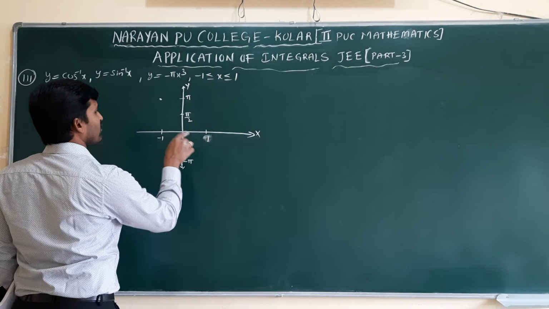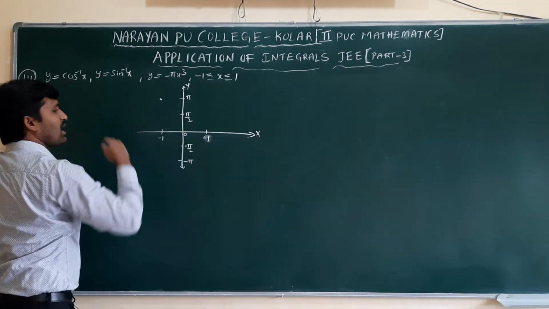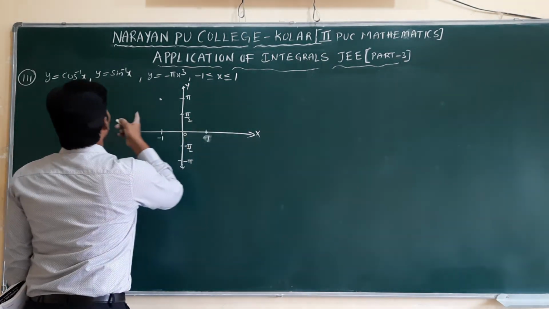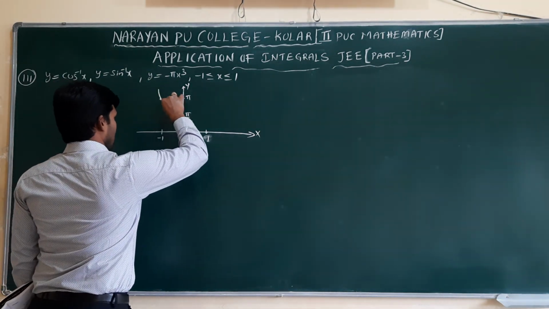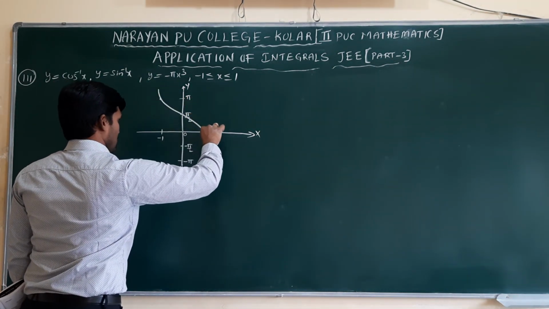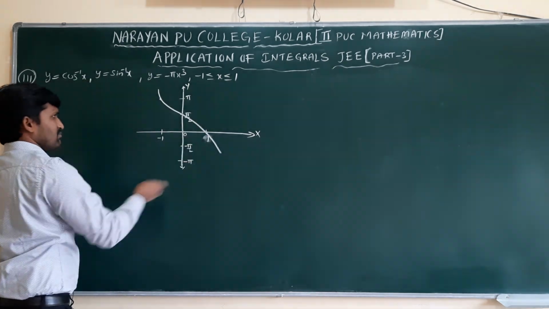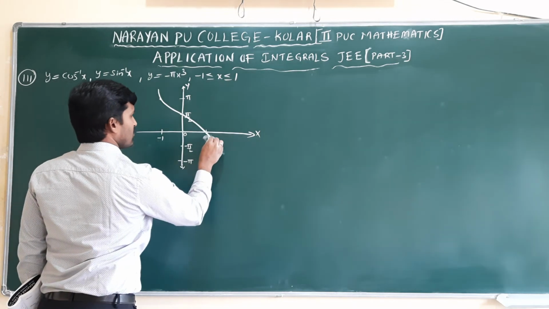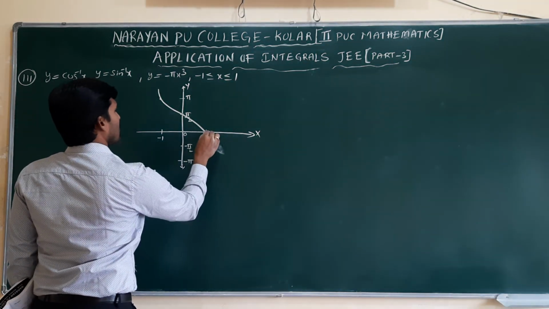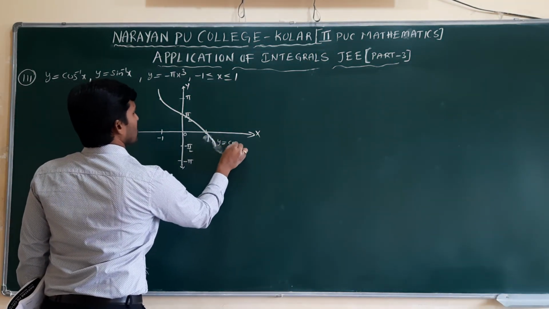Next, if we take 1, cos inverse of 1 means cos is 1 at which angle? 0. That means y value will become 0. This is a curve. It will go like this, like a wave. If you extend it, you will get it like this. This is which one? y is equal to cos inverse x.